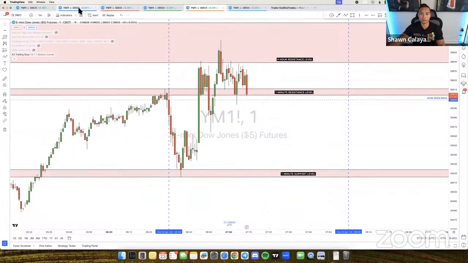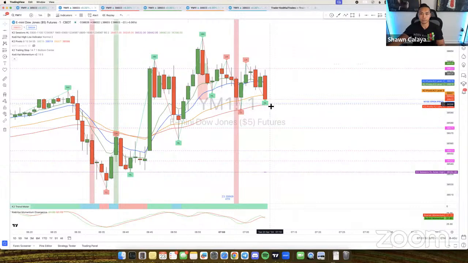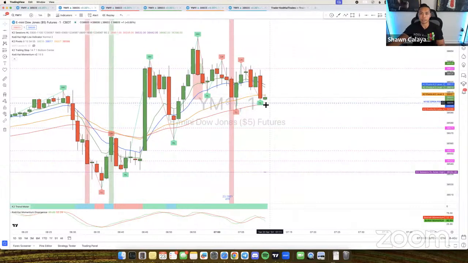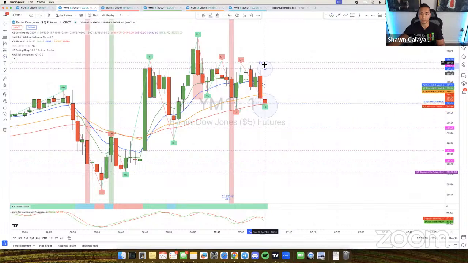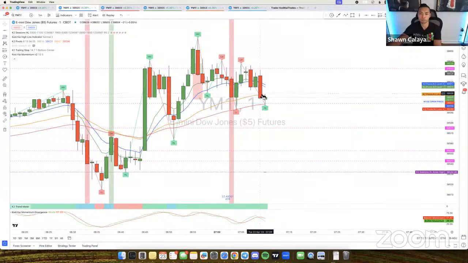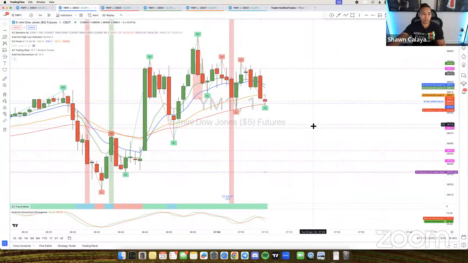So let's see where this goes. It's trying to break below the range. The range below here is going to be opening price. So the range is pretty much between these two price levels here, opening price and news price right there. All right, how much going on here?